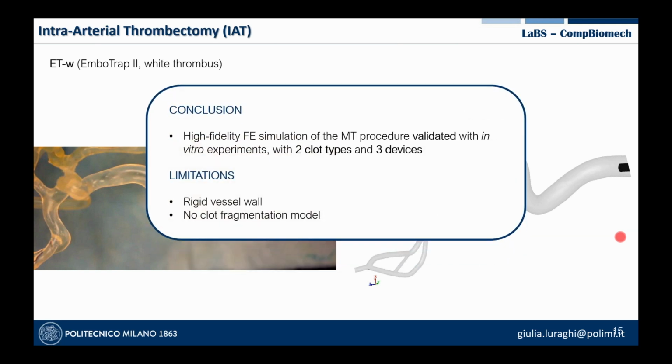So in conclusion of this part, we have validated the mechanical thrombectomy simulation with two different types of clot and three different devices. The limitation was that we use a rigid vessel wall, and this is a limitation, especially when we move to patient-specific application. Here, to model the in vitro test, we believe that this assumption is not so important, and we think that it does not change the results of the simulation itself.